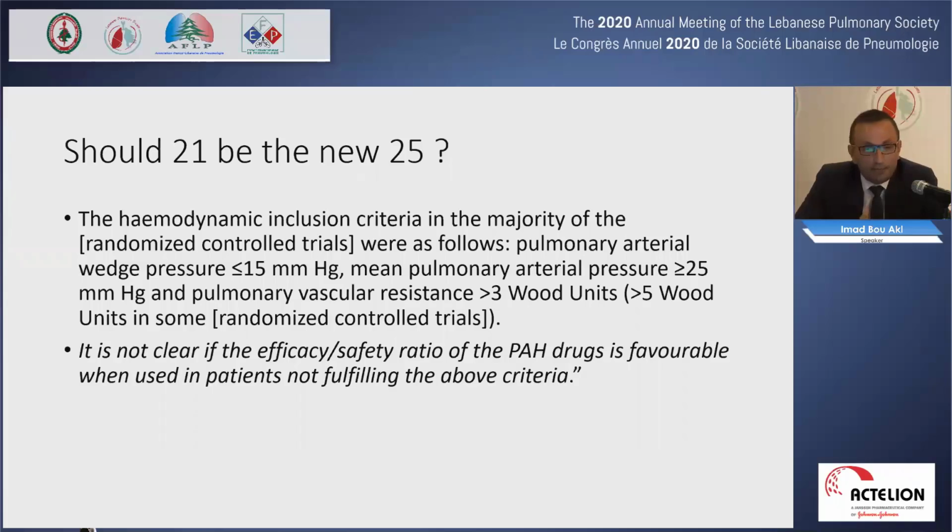Well, obviously the panel looked at this, and their answer, as I'll read it, is that the hemodynamic inclusion criteria in the majority of patients were as follows: wedge pressure less than 15, mean pulmonary artery pressure more than 25, and pulmonary vascular resistance more than 3. So all the randomized controlled studies were done with the above definition, meaning with 25 as the number to define pulmonary arterial hypertension. So it is not clear if the efficacy and safety ratio of the treatments that I'm going to describe or that is recommended apply to this subcategory. So I guess you have to wait and see.